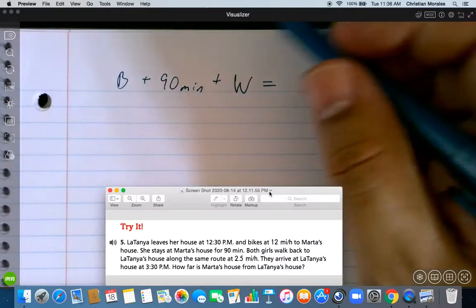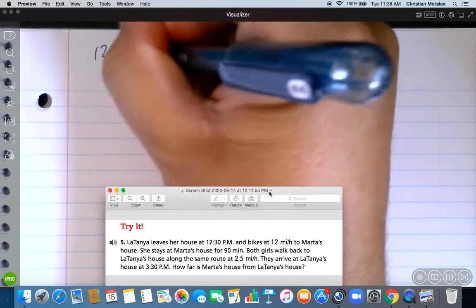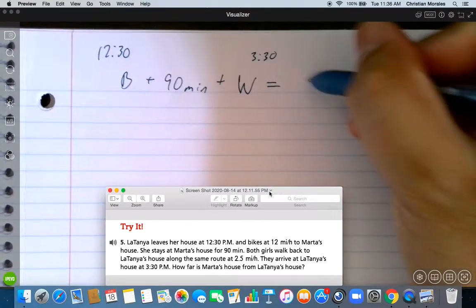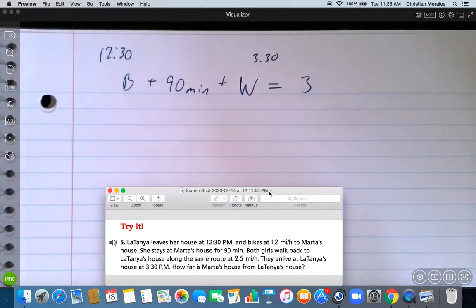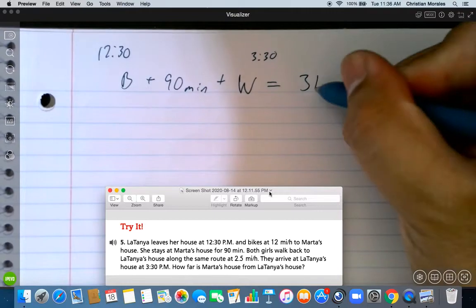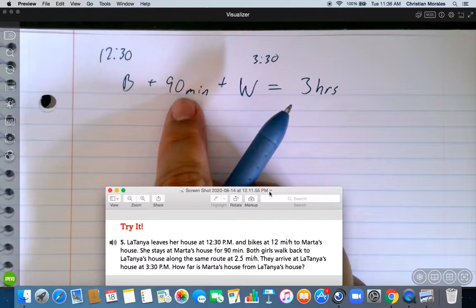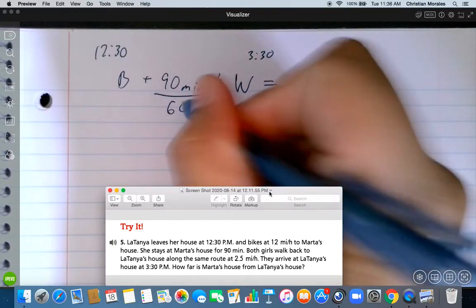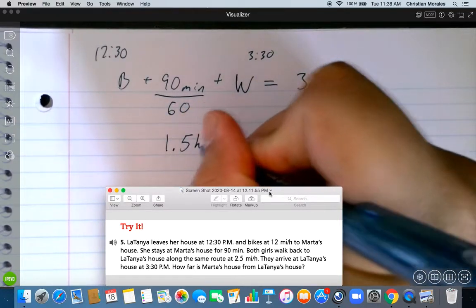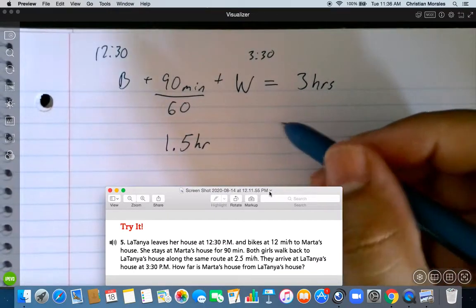Now, how long did this entire thing take? If she left at 12:30 and got back at 3:30, that means this entire amount of time was just 3 hours, right? It took 3 hours. Well, we know that part of those 3 hours was 90 minutes of just hanging out. How many hours is 90 minutes? We divide that by 60. So you would get 1.5 hours.